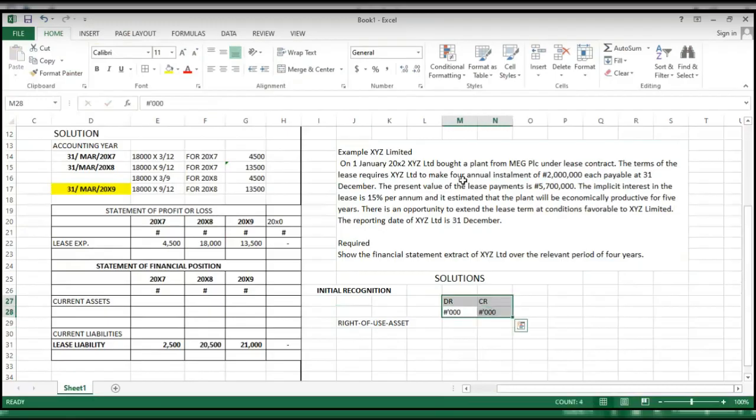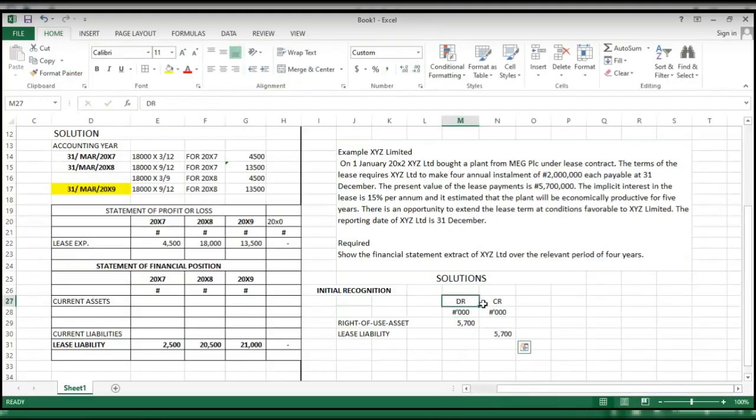Once we have this, so debit right of use asset with how much? 5.7 million. So 5,700 here. And credit lease liability with how much? 5.7 million. So this is what being the initial recognition of the lease arrangement. So being the initial recognition of the lease arrangement.